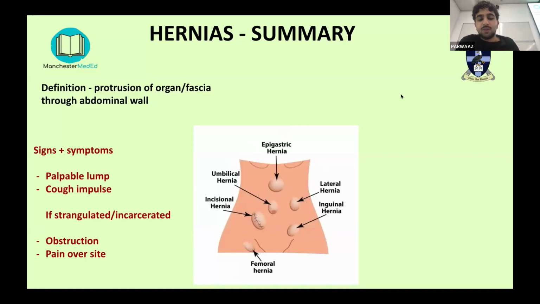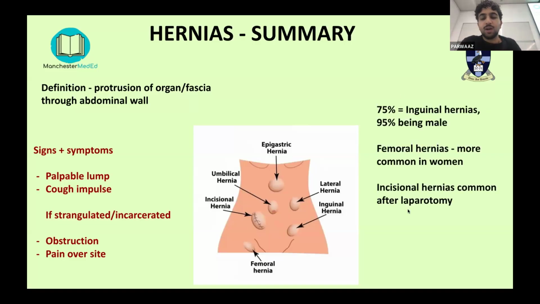Main signs and symptoms: they'll have a lump, a really superficial lump, and usually when you get them to cough, it will bulge out even more due to the increased abdominal pressure. And then you'll see two terms used quite a lot in placement: strangulated or incarcerated. I'll go through them in a second, but essentially, if they're strangulated or incarcerated, there will be severe pain over the site. Okay, redness, pain out of proportion essentially because the hernia is being compressed. But I'll explain what strangulated and incarcerated mean in a second.